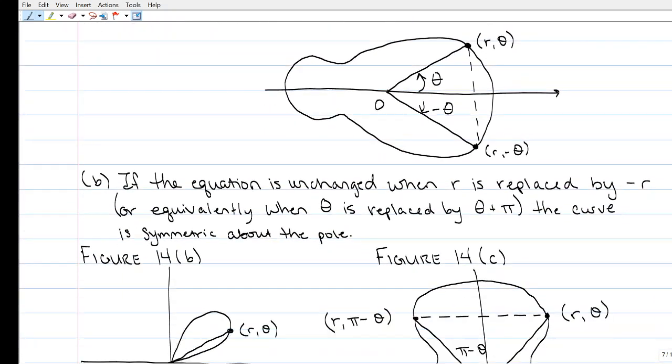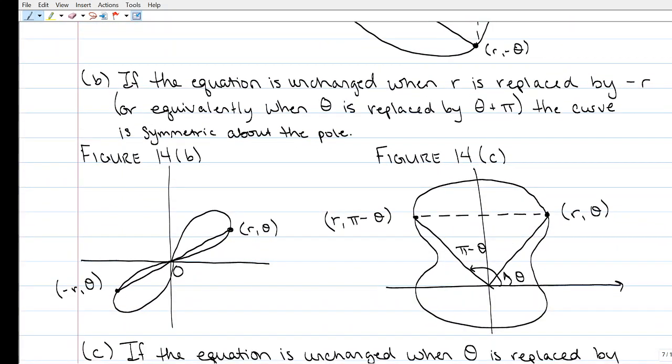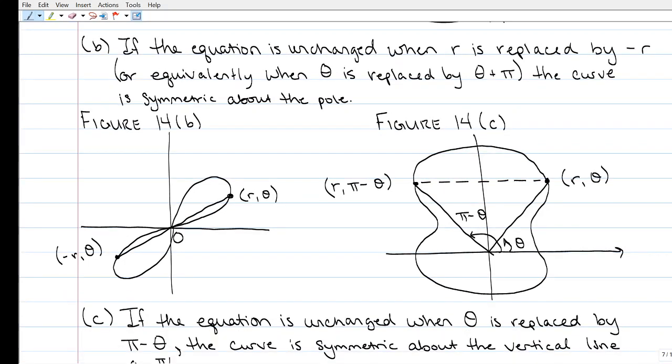B. If the equation is unchanged when r is replaced by negative r, or equivalently when theta is replaced by theta plus pi, the curve is symmetric about the pole. So this is the equivalent idea of odd symmetry, where you can pick up your graph, rotate it 180 degrees, put it back down, and it remains unchanged. To see an example, take a look at figure 14b. Also, our four-leafed rose would be another example of this. If we picked it up and rotated it 180 degrees, it would remain unchanged.